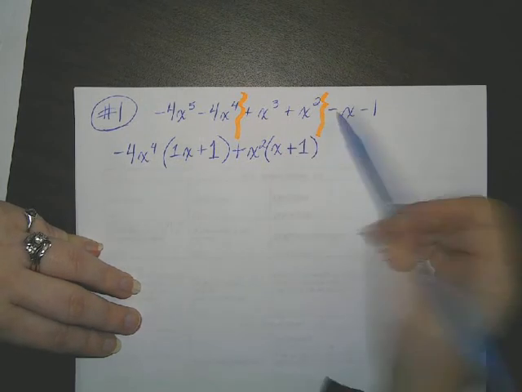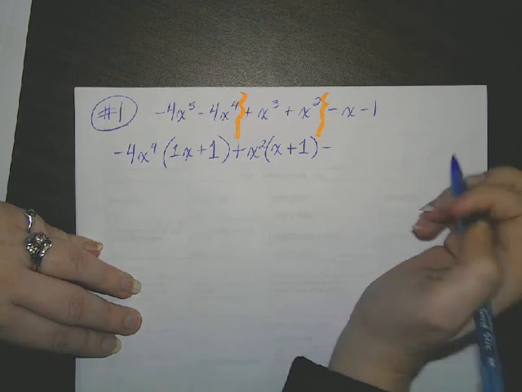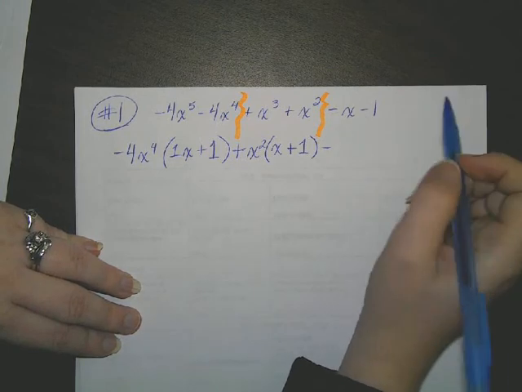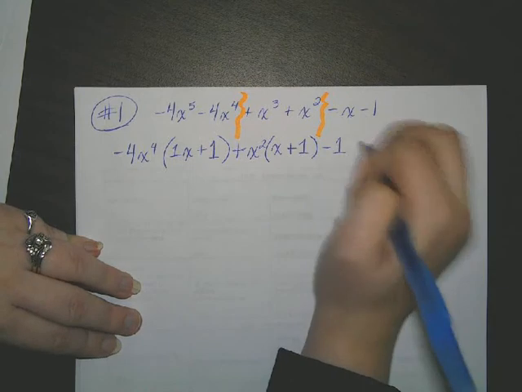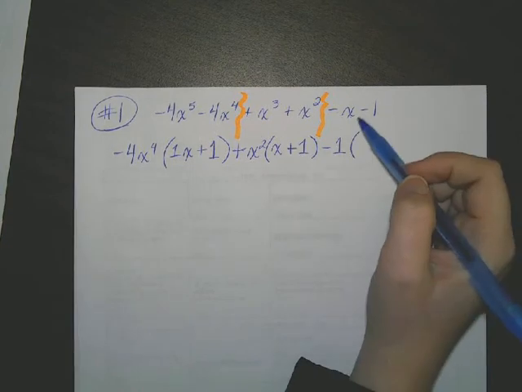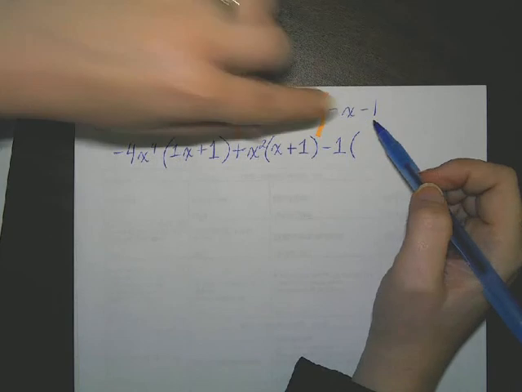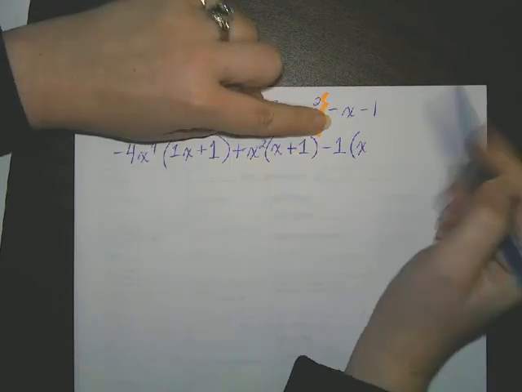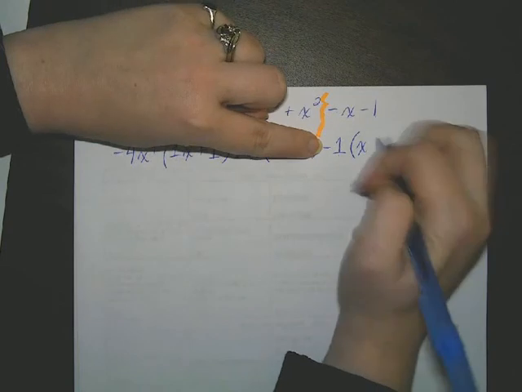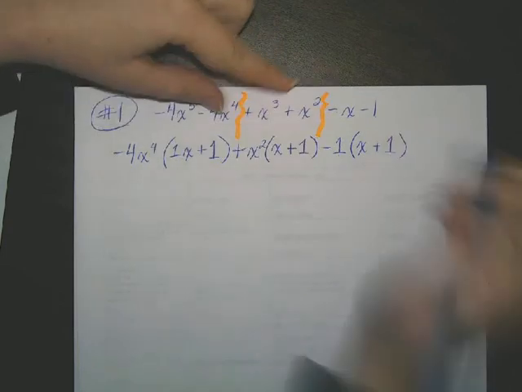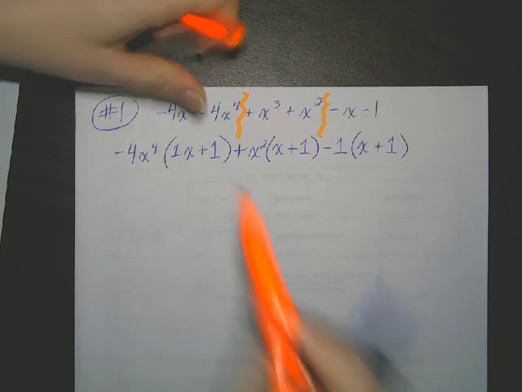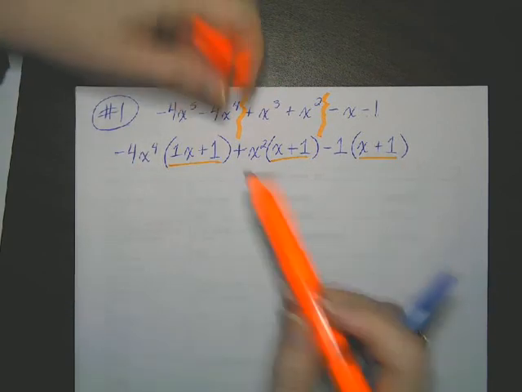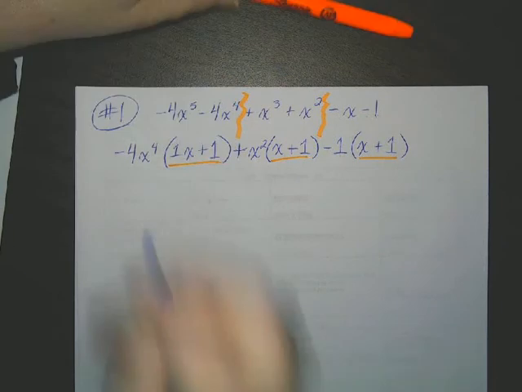X minus 1. I can't pull anything out of there, so I'm just going to put a 1. So I'm going to divide each one of these terms by negative 1. So negative x divided by negative 1 is positive x. Negative 1 divided by negative 1 is positive 1. Now notice, all 3 binomials match. X plus 1, x plus 1, x plus 1. It should work out that way. If I have an even number, we can do this. Okay, so I get my x plus 1.